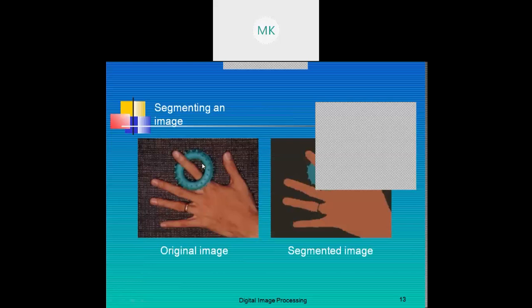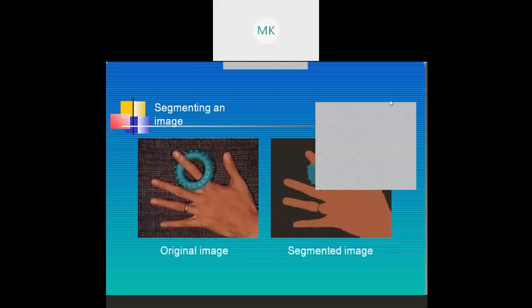Next, segmentation. In segmentation of an image, we are going to divide the image into its constituent parts. That is, we are going to represent the original image in terms of different segmented parts. So this is the segmented image after segmentation.